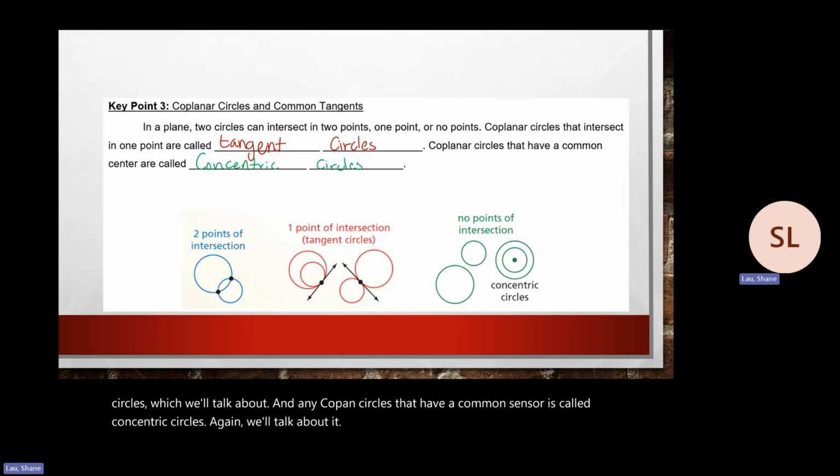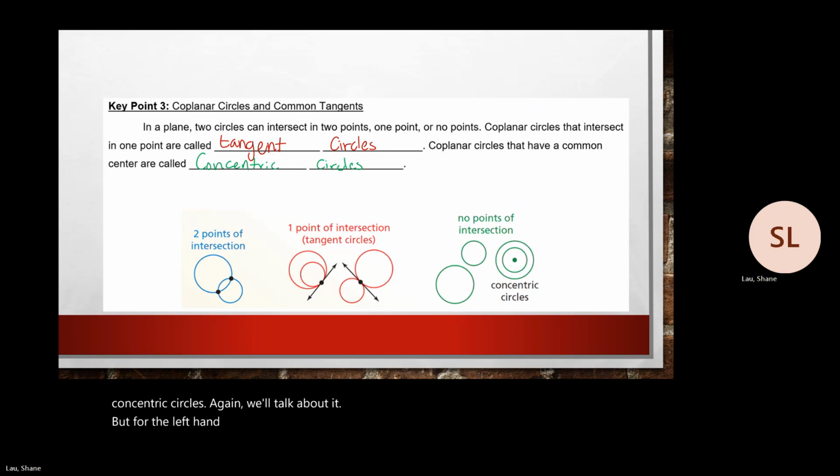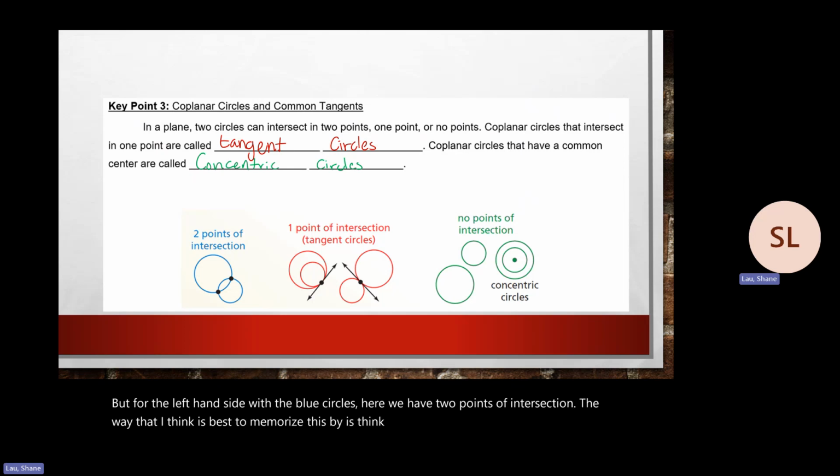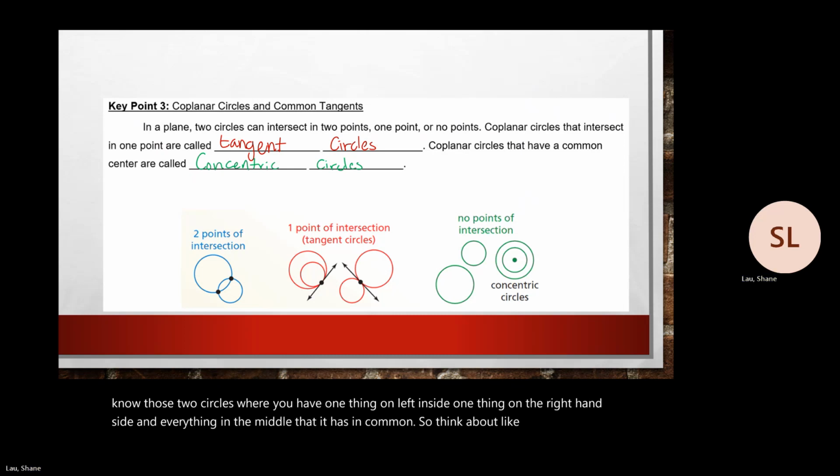But for the left-hand side with the blue circles here, we have two points of intersection. The way that I think is best to memorize this is to think about it like a Venn diagram, where we have those two circles, one thing on the left-hand side, one thing on the right-hand side, and everything in the middle that they have in common. So think about it like that.